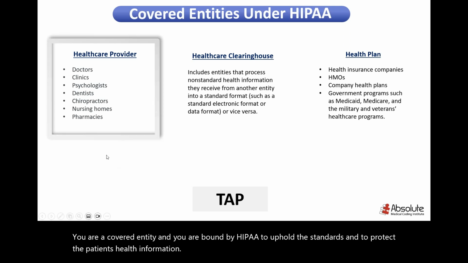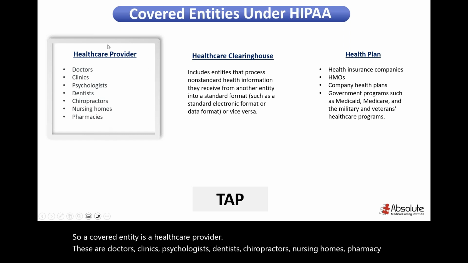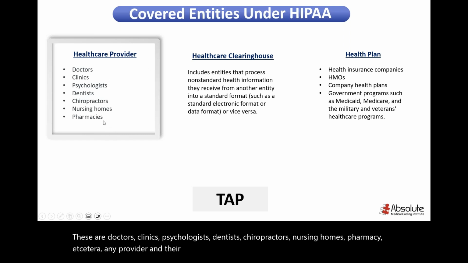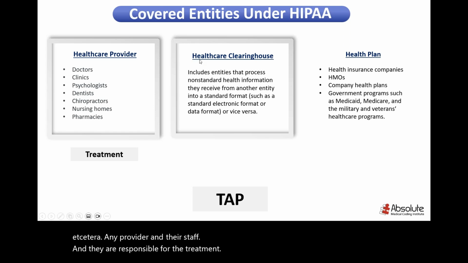So, a covered entity is a healthcare provider. These are doctors, clinics, psychologists, dentists, chiropractors, nursing homes, pharmacy, etc. Any provider and their staff, and they're responsible for the treatment. And then you have healthcare clearinghouse. And these are the people that administer the business, administration of business.